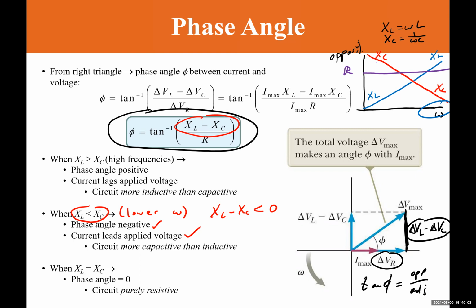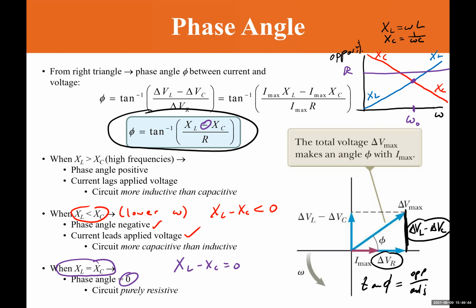Okay. All right, so now there's another very important configuration, or frequency of interest. That frequency is right here, when X sub L and X sub C cross. When they cross, that means at that frequency, let's call this omega naught, X sub L is equal to X sub C. Which means X sub L minus X sub C is equal to 0. So the phase angle is 0, because here you're doing 0 over R, that's the tangent of 0, which gives you a phase angle of 0.